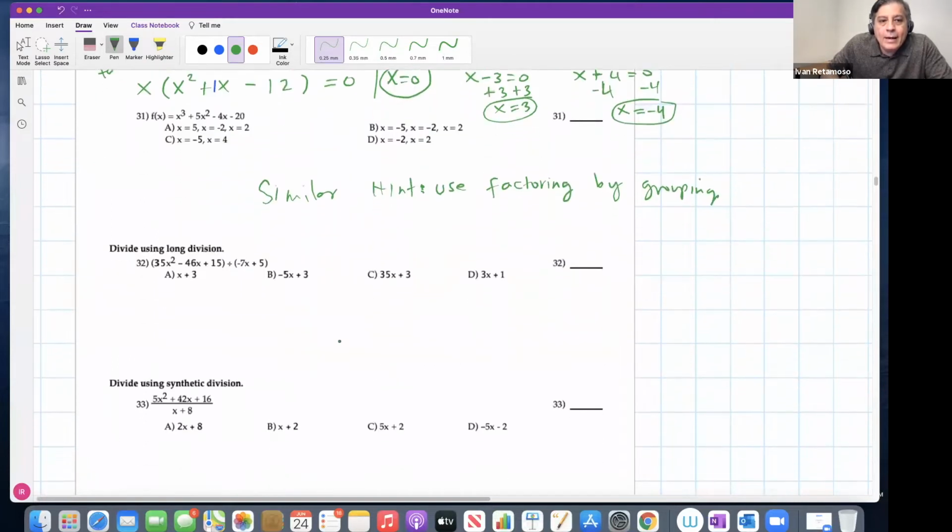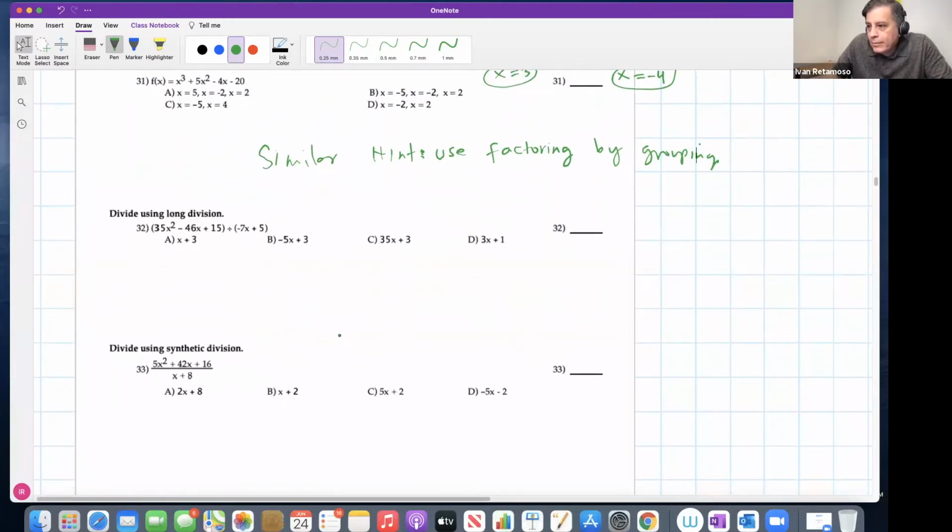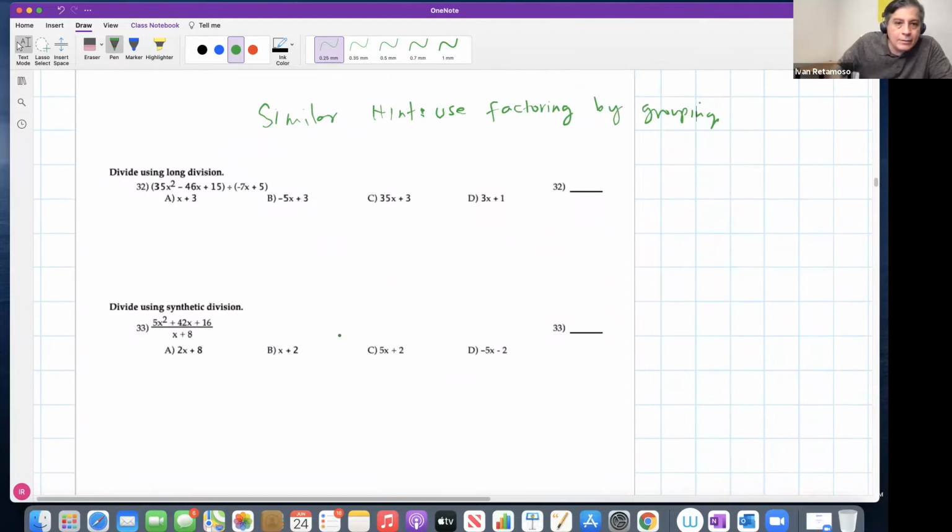Next, divide using long division. Remember we went over long division and synthetic division. First, let's deal with long division, number 32. In order to divide these two polynomials, the first one that appears from left to right is called the dividend and goes inside, 46x plus 15. The second that appears from left to right is called the divisor and goes outside. Start by dividing this guy by this guy.